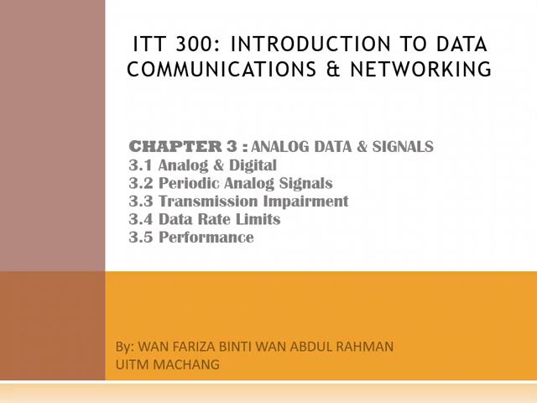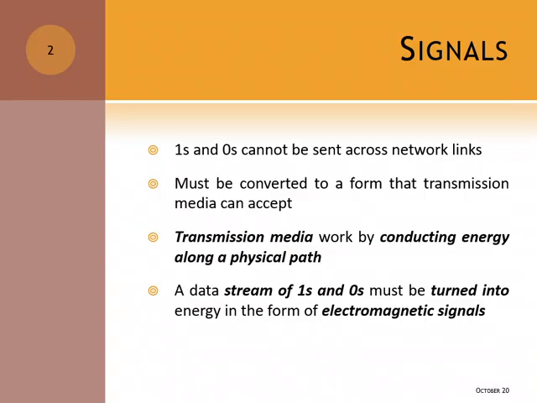We continue chapter 3, analog data and signals. In this chapter we are going to cover analog and digital signal, periodic analog signals, transmission impairment, data rate limits, and performance. First of all, let's look at the definition of signals.